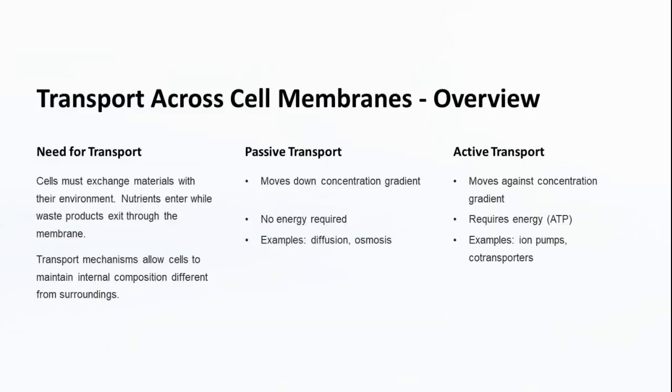Transport across membranes is essential. Nutrients in, wastes out, simple, but life-saving. Cells use passive and active strategies to maintain their micro-universe. Here's a snapshot. Passive transport requires no energy. It's effortless, like diffusion or osmosis. Active transport demands ATP, pushing molecules against their gradient. Let's explore each in detail.